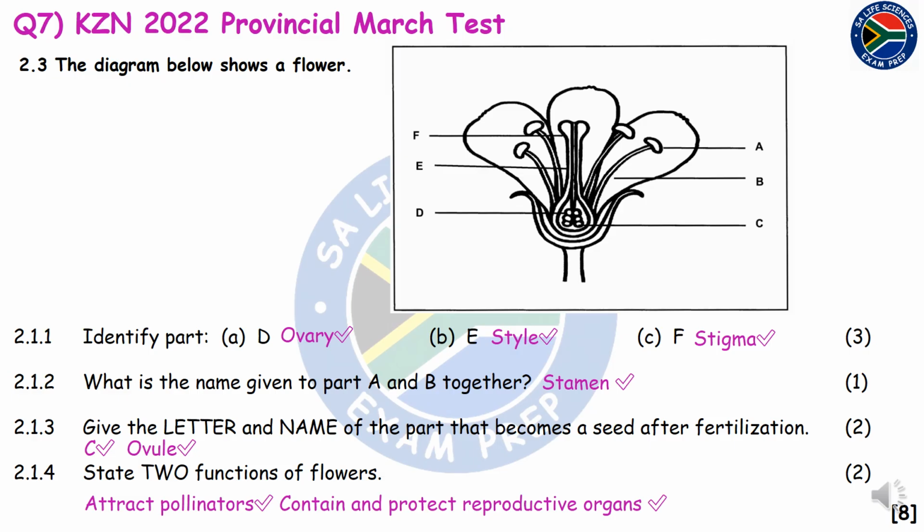2.1.4, state 2 functions of flowers. Function number 1, they attract pollinators such as insects or birds. And function number 2, they contain and protect the reproductive organs. So notice how the ovary and the ovules are at the innermost part of the flower. This is because the flower is what protects and surrounds the intimate reproductive organs.